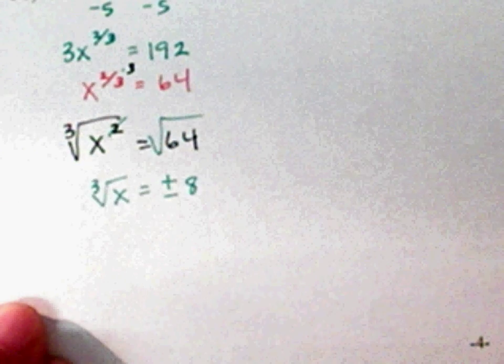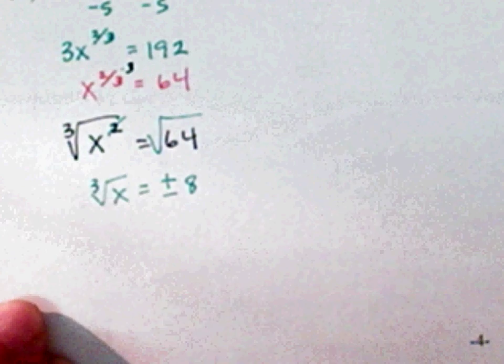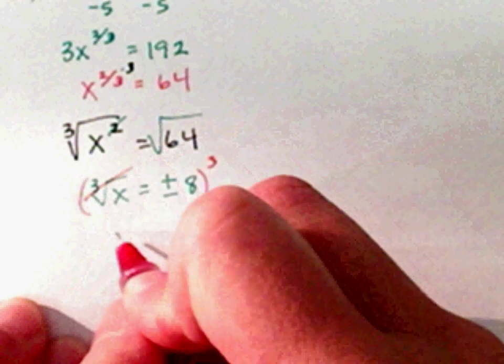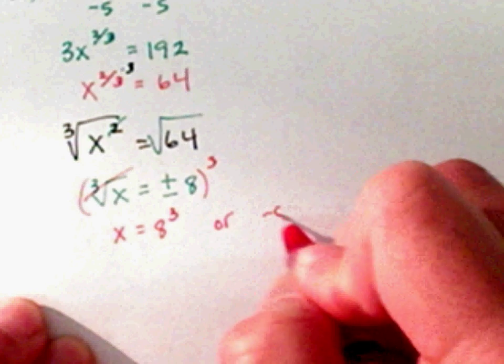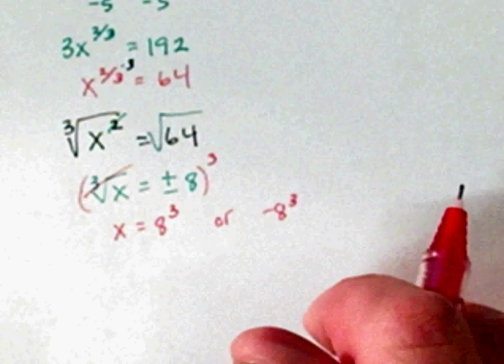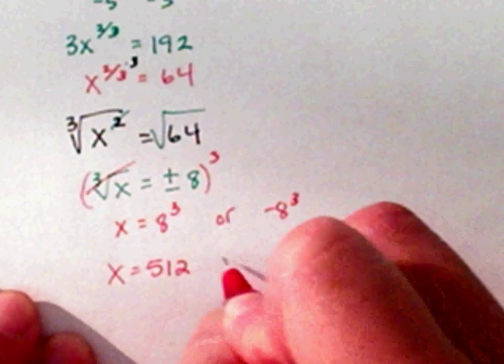Now, I want to get rid of that cube. So how do you get rid of that cube root? We're going to cube it, and that gets rid of it. So x is equal to 8 to the third or negative 8 to the third. Okay? So let's see what 8 to the third is. So x is equal to 512, and x is also equal to negative 512.